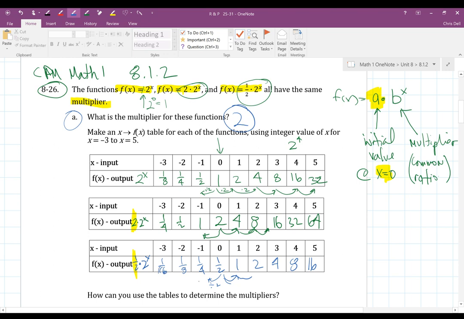Remember, dividing by 2 is the same thing as multiplying by 1/2, if that helps you to see it. So I'm actually multiplying by 1/2 every time I go backwards. That's the same thing as dividing by 2. All right, so I got my table filled in.